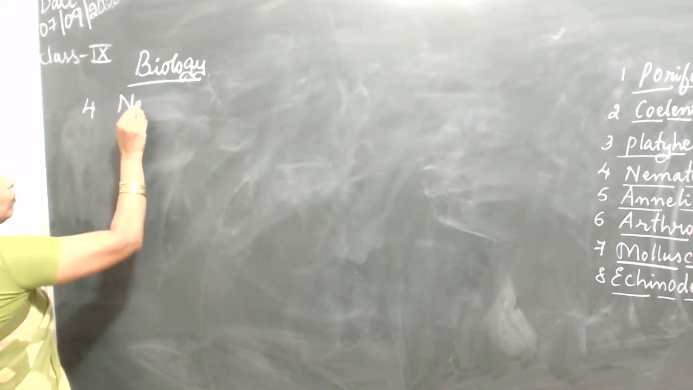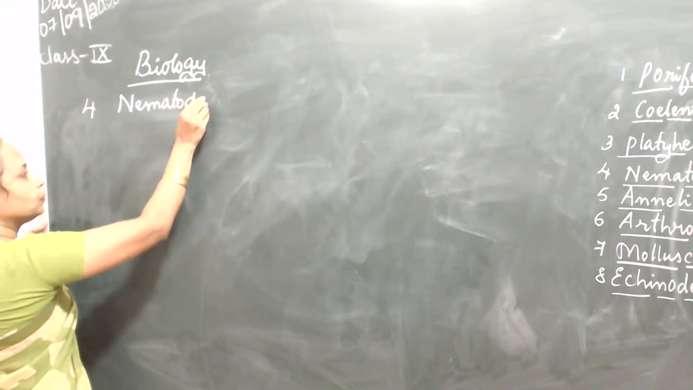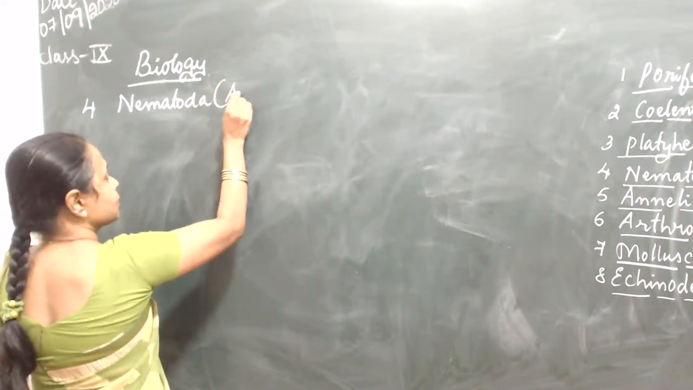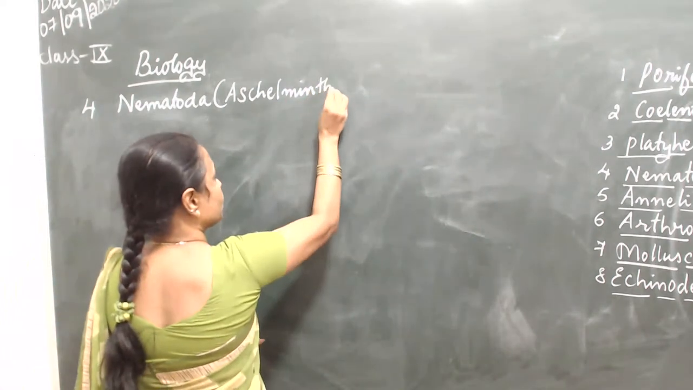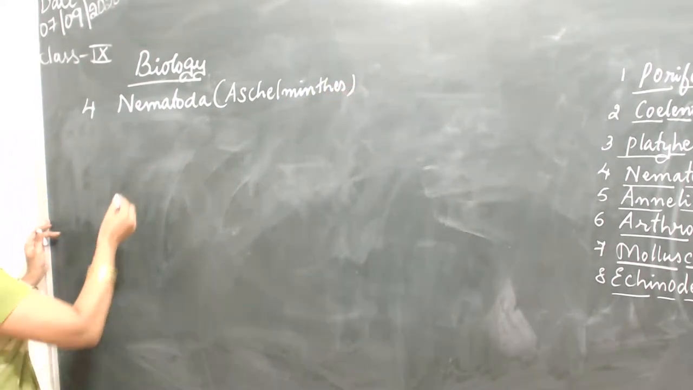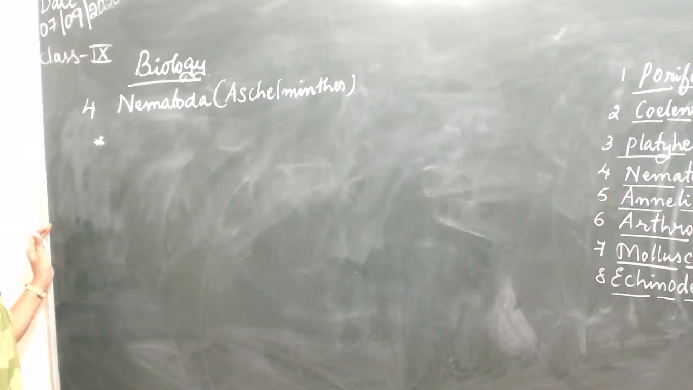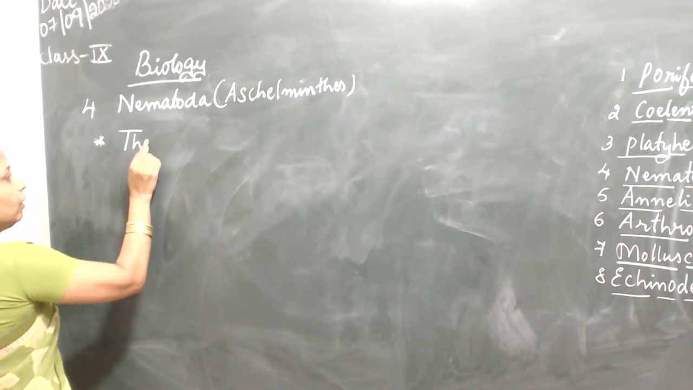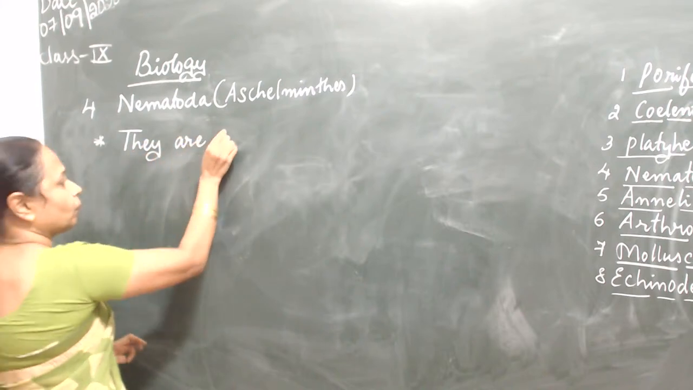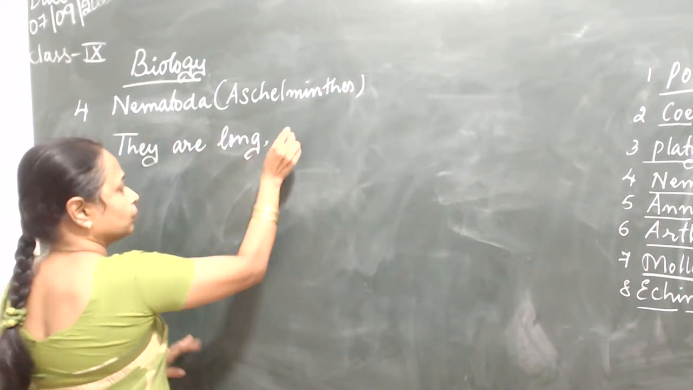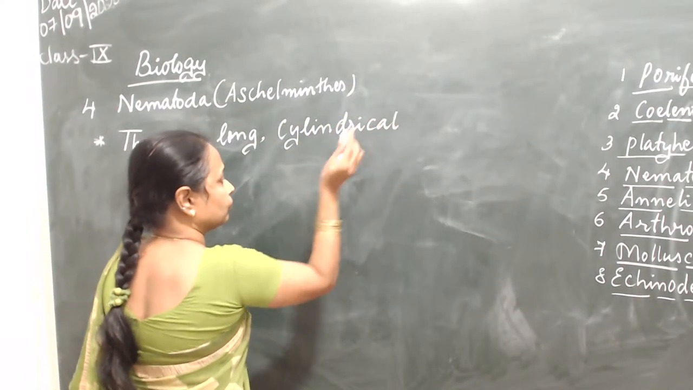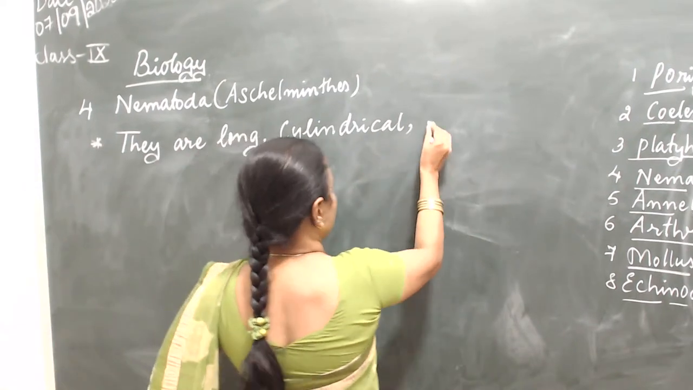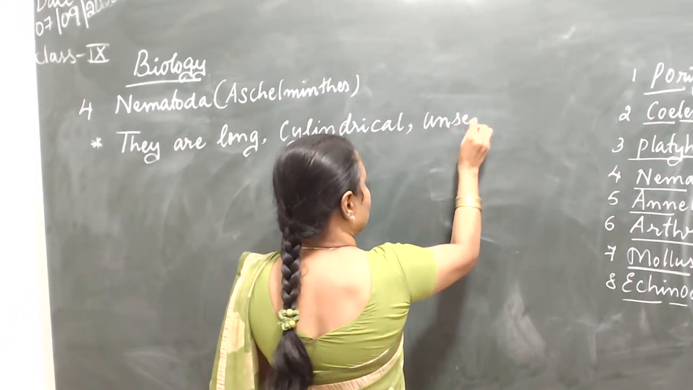Four, Nematoda. They are also called Helminthes. They also belong to the worm category. So to look at, they are long, cylindrical, and unsegmented.